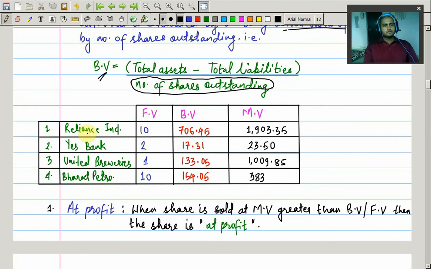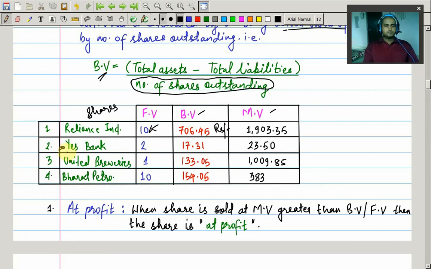So this is an example of some shares. These are the shares and these are the face values, book value and market value. The shares of Reliance Industries, face value is normally rupees 10, book value is 706 rupees 45 paisa, and one share in the market today on this date is rupees 1903 and 35 paisa.